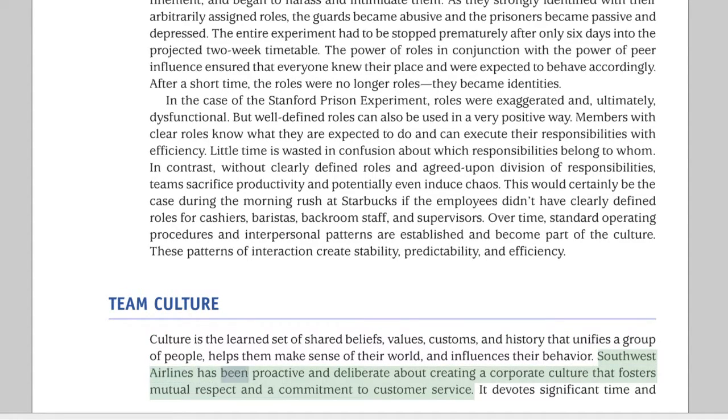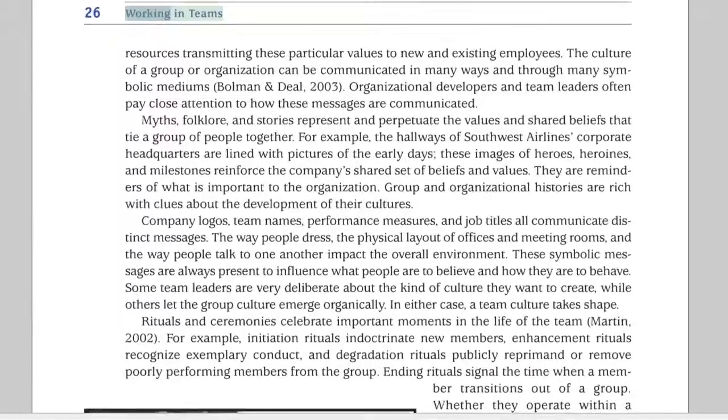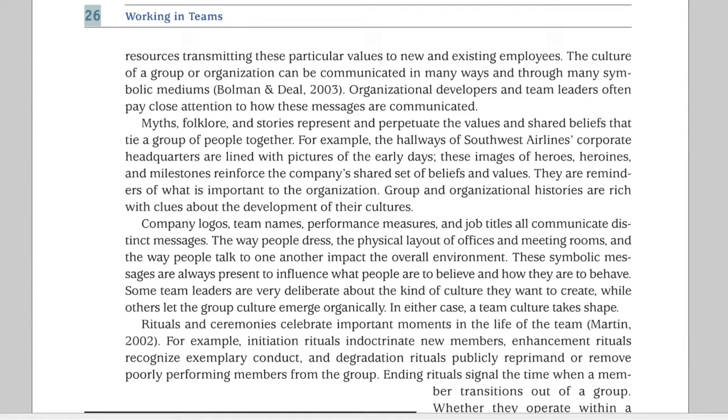Southwest Airlines has been proactive and deliberate about creating a corporate culture that fosters mutual respect and a commitment to customer service. It devotes significant time and resources transmitting these particular values to new and existing employees.